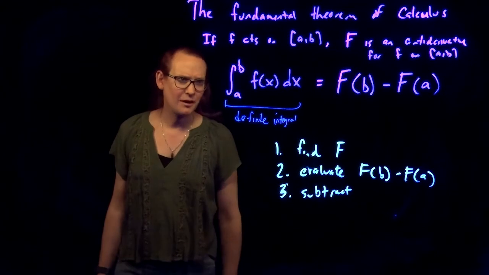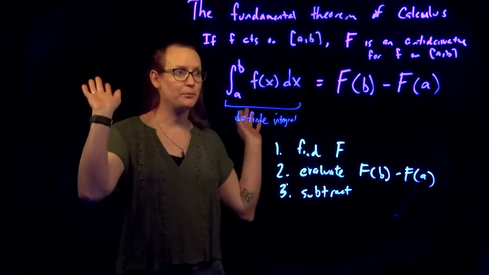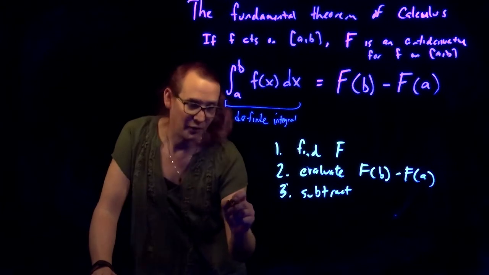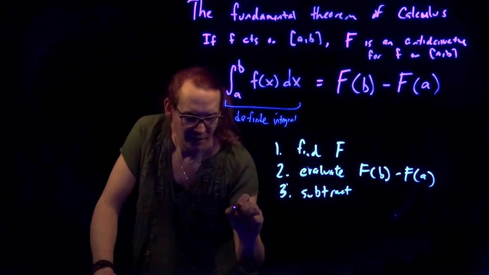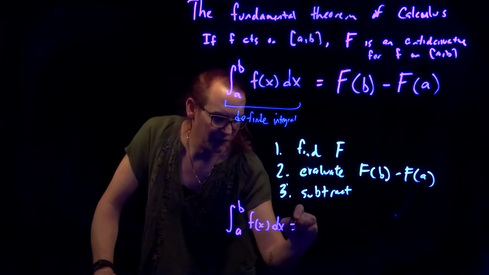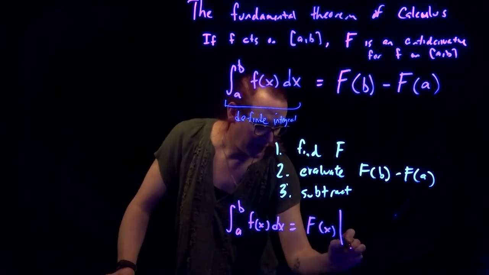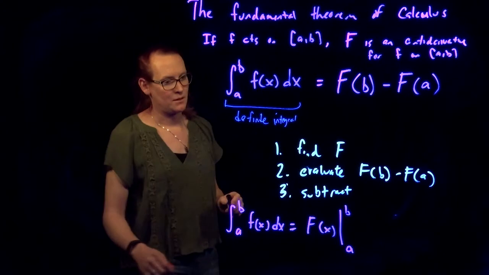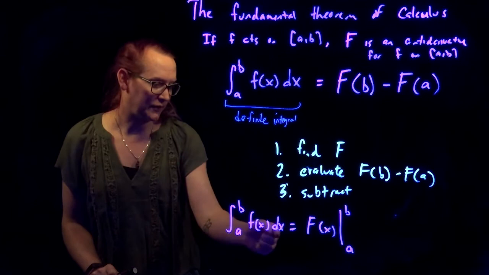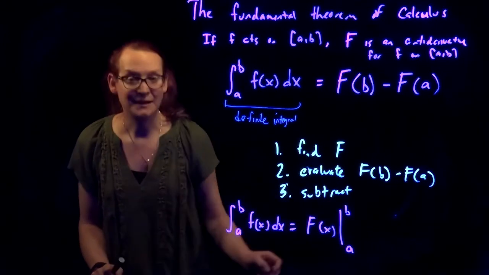I want to do a little bit more notation for you before I step away and do an example problem and then call it good for this video. So as notation, I want to also write the integral from a to b of f of x dx is equal to capital F of x, vertical bar, a b. So let me narrate this. This is the integral from a to b of f of x dx is equal to capital F of x evaluated from a to b.